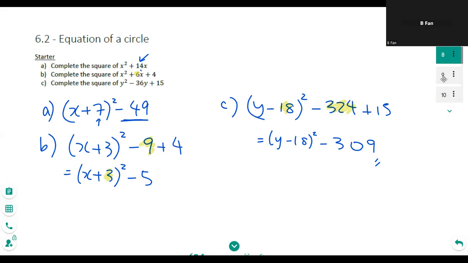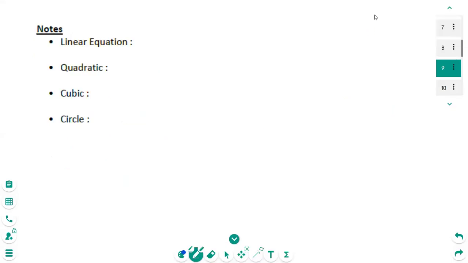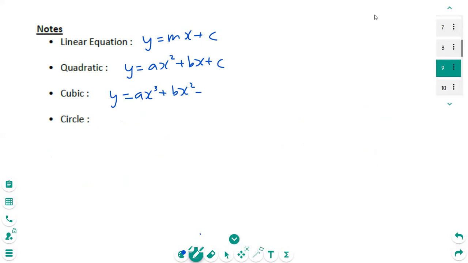Okay, right. So there are some equations that we've learned. Linear equation, we know it's y equals mx plus c. Cubic, well, actually, that's quadratic. I mean, linear is y equals mx plus c. Quadratic, y equals ax squared plus bx plus c. Cubic, y equals ax cubed plus bx squared plus cx plus d. Today's star equation, circle. So a circle looks a bit different, okay? It'll be (x minus a) squared plus (y minus b) squared equals r squared.